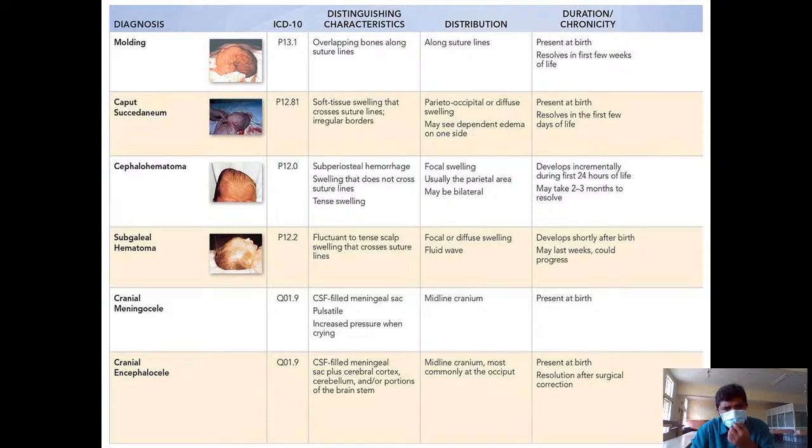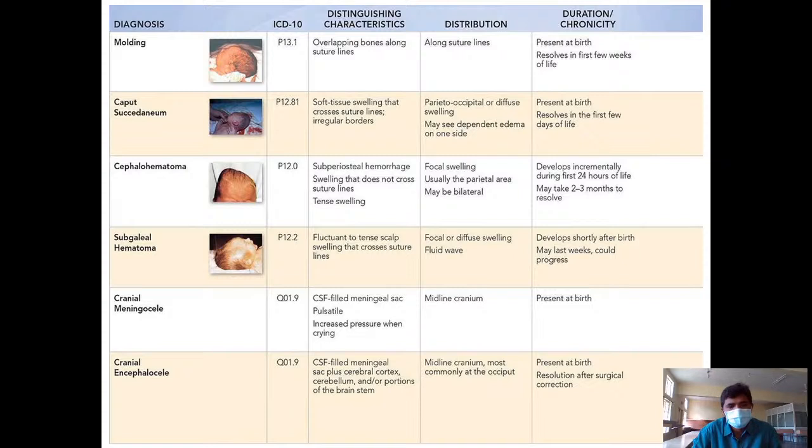Subgaleal hematoma is a huge bleed in the subaponeurotic plane, because of birth trauma, and babies having subgaleal hematoma can end up having shock. So you need to carefully monitor this child, and often you need to admit the child and watch the vitals. Then you have other rare swellings like cranial meningocele and cranial encephalocele. In meningocele, only the meninges are herniated through the defect, whereas in encephalocele, mostly you see a cranial encephalocele over the occipital area.